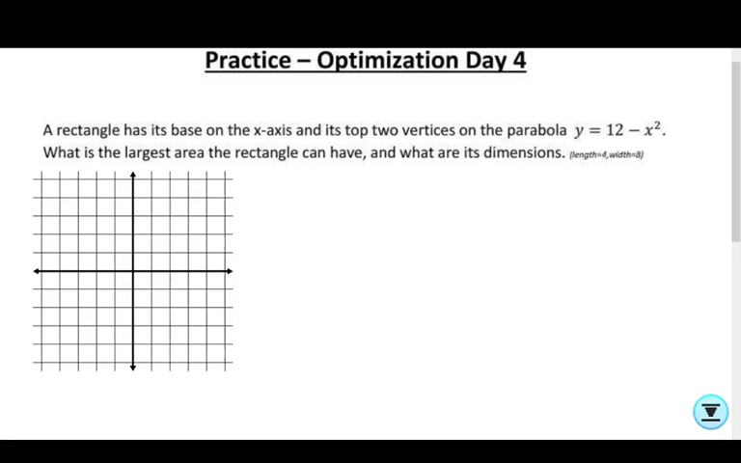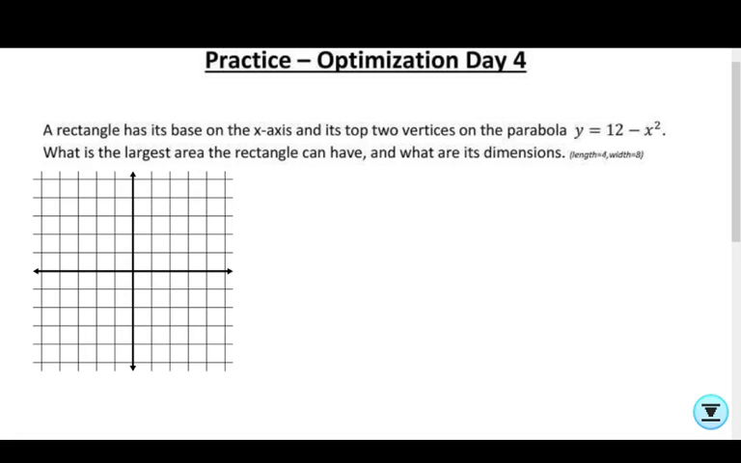Okay, so we're going to be doing optimization. So we have a rectangle and it has a base on the x-axis and the top two vertices are on the parabola y equals 12 minus x squared. What is the largest area the rectangle can have and what are its dimensions?